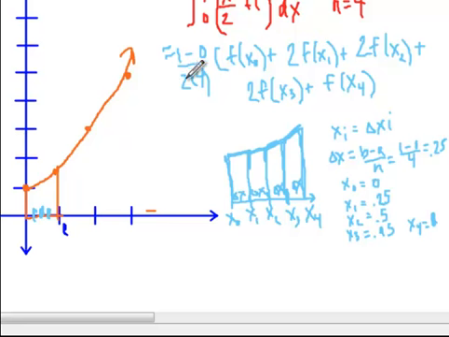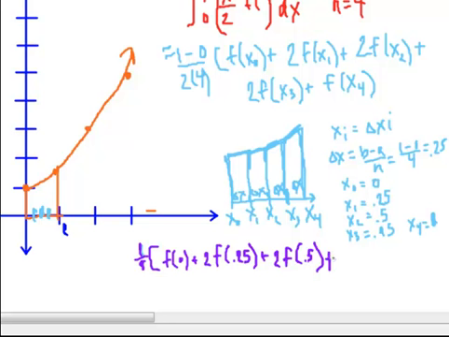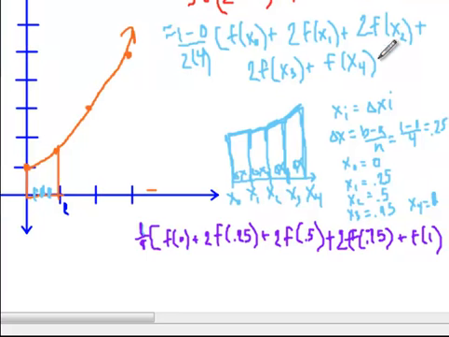I am going to be using this once again, but now I can plug in these x sub 1s, x sub 2s, x sub 0s, all of those. So I'm going to simplify this. We get 1 over 8 times f of 0, plus 2 times f of 0.25, plus 2 times f of 0.5, plus 2 times f of 0.75, and then plus f of 1. So I have just rewritten this right here with all those filled in.